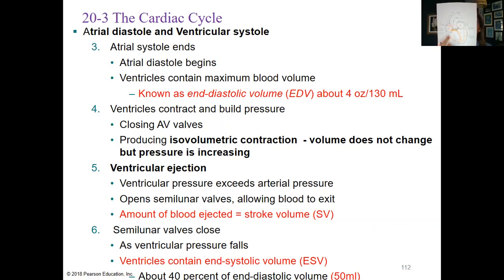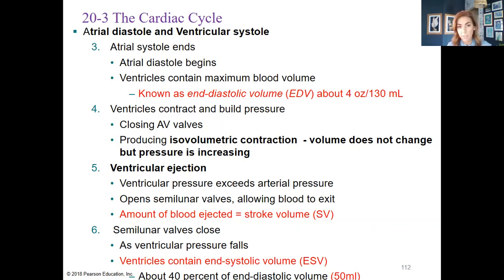Now what happens is these ventricles that are down here relax. Remember, relax is related to diastole. Those ventricles contain what we call EDV, which is end diastolic volume. The end diastolic volume is about 130 milliliters, or about 4 ounces.